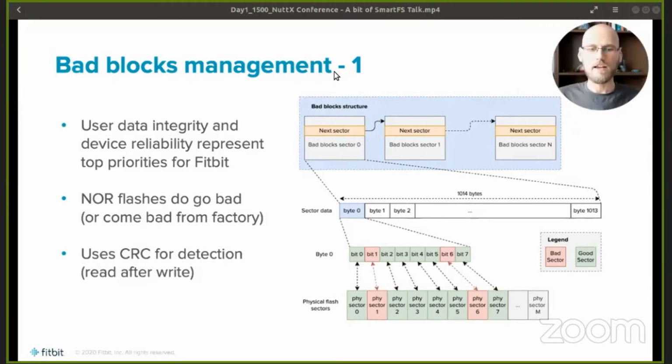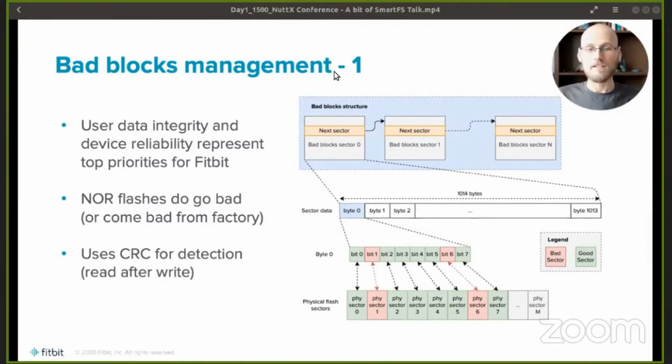The wear leveling mechanism is doing its best to ensure even wear across the flash, but at some point, some pages, sectors, blocks will have become so used that they will be unable to store data. User data integrity and device reliability are top priorities for Fitbit. Therefore, we have implemented bad blocks management.